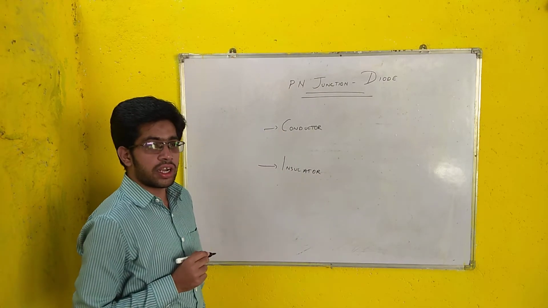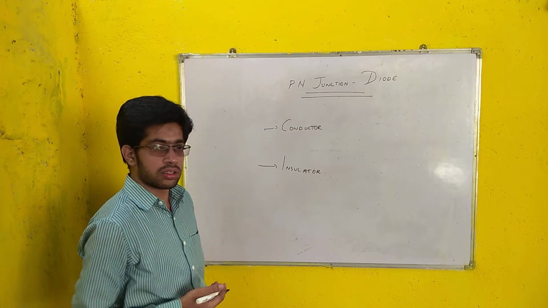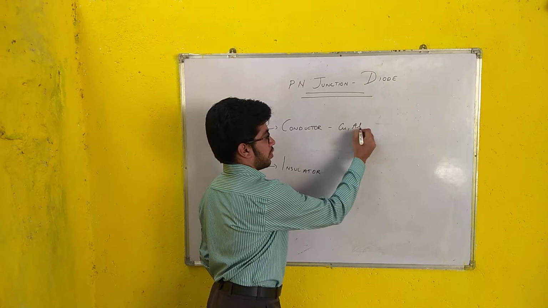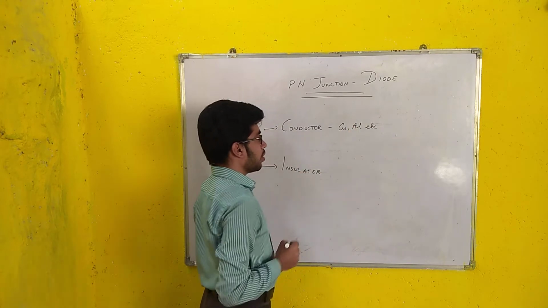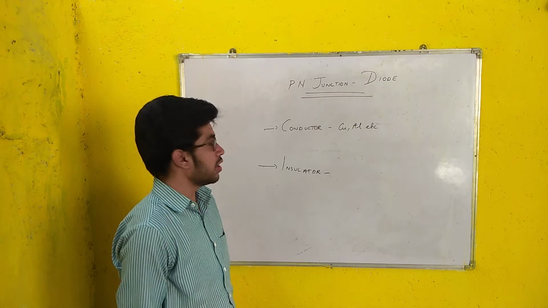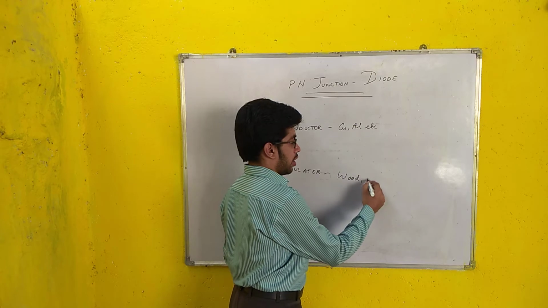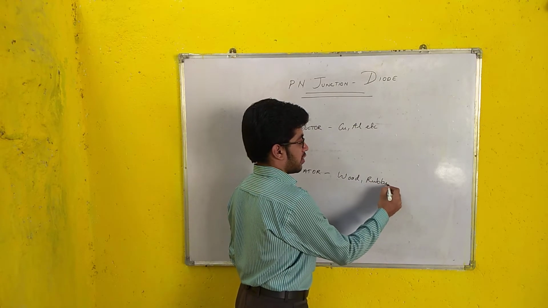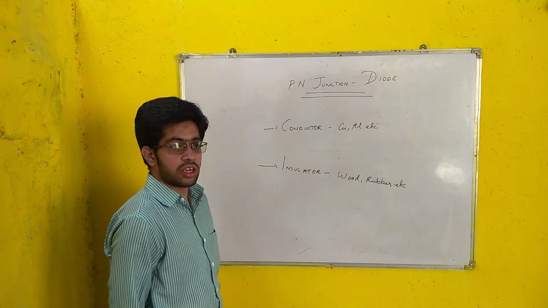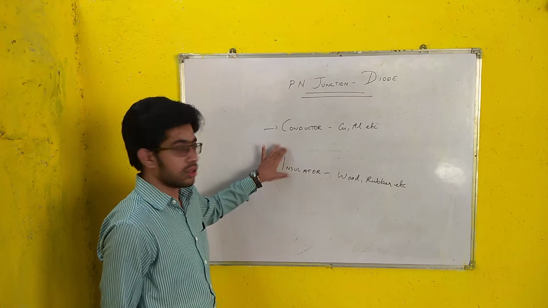A conductor is a material that allows the flow of electricity or current, such as copper, aluminium, etc. An insulator opposes the flow of electricity or current, with materials such as wood, rubber, etc. So basically there are two types of materials present. One is conductor, the other one is insulator.